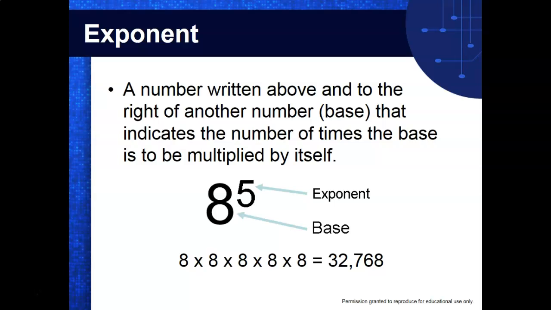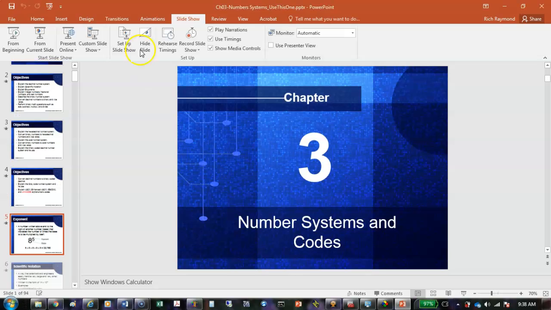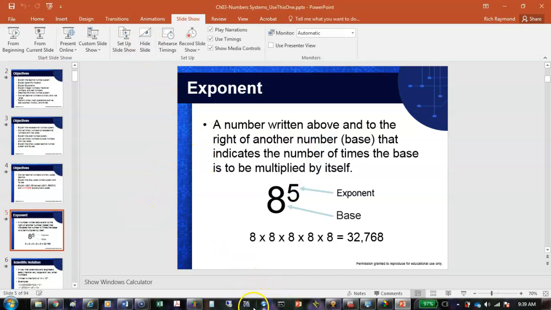So an exponent is a number written above and to the right of another number, which we call the base, that indicates the number of times the base is multiplied by itself. So this would be 8 to the 5th. So to come up with the actual decimal number, we would have to multiply 8 by itself 5 times. Of course, we use this so often that just about every scientific calculator has that ability, right?